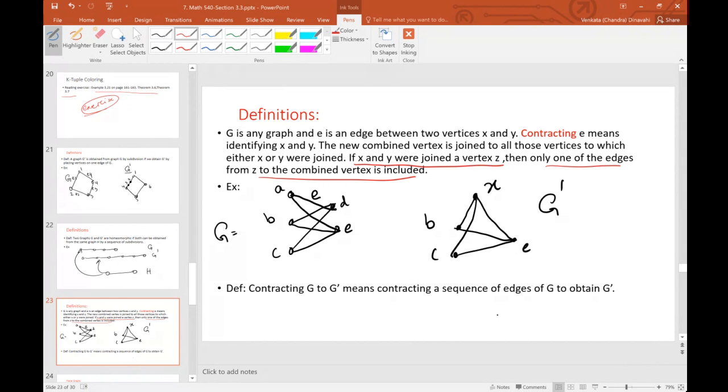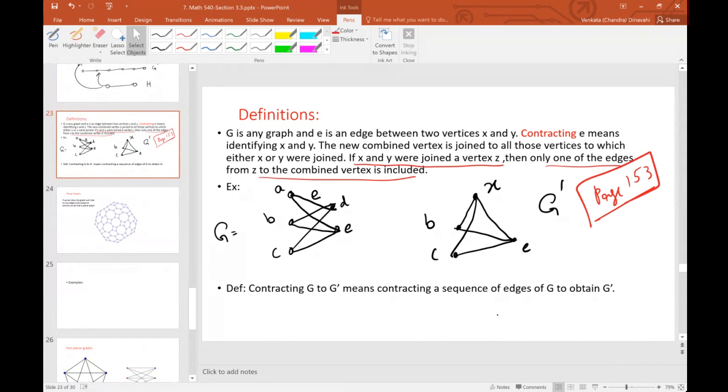Okay, so hope you understood what is the meaning of contracting. You have a couple more examples on page 153. So go to page 153. There are a couple more examples on that page. So just go through this definition. There are three definitions we covered: subdividing, homeomorphic, and contracting an edge.